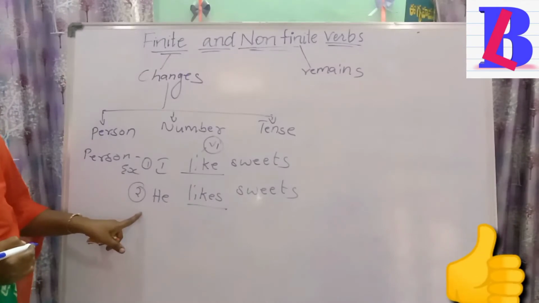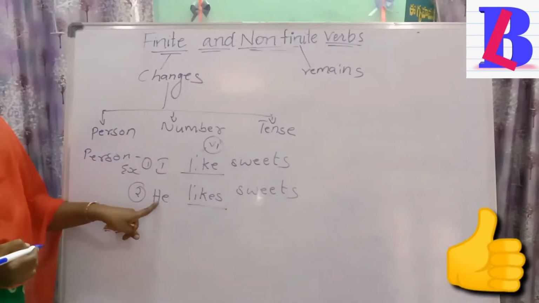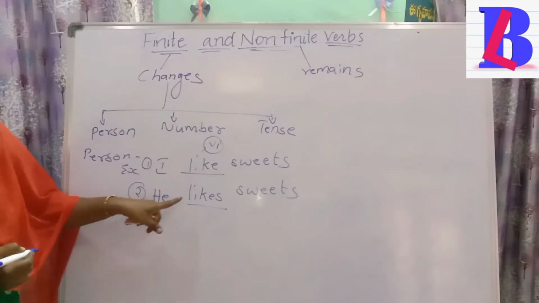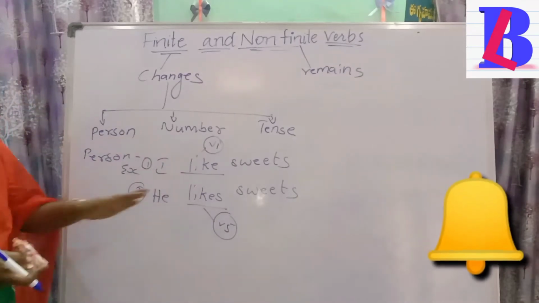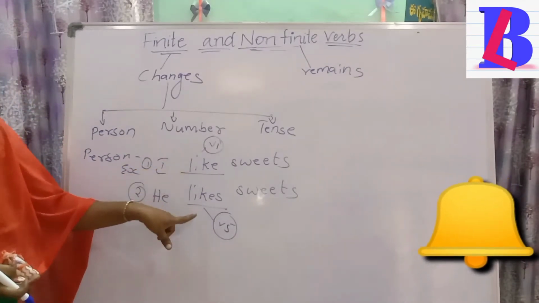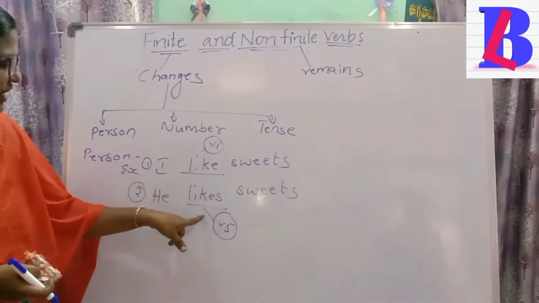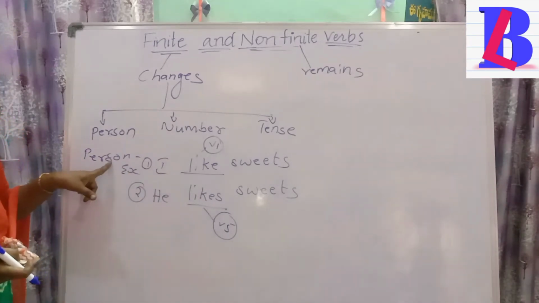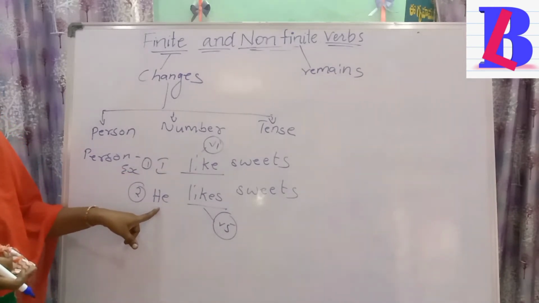Whereas, in the second sentence, he likes sweets. He is third person singular. So, we write the verb in V5 form. Here, like and likes come under finite verb as they change according to the person. I, first person, whereas he, third person.